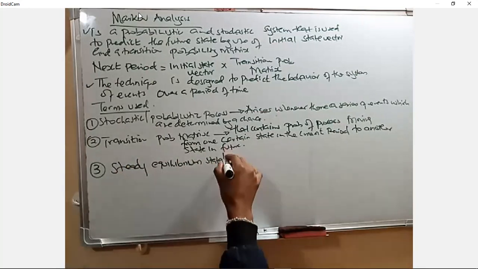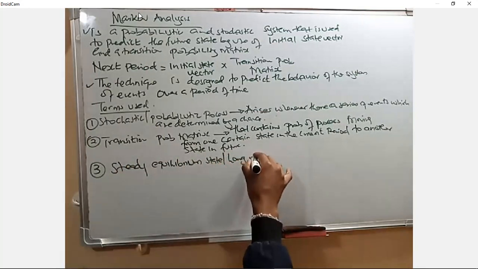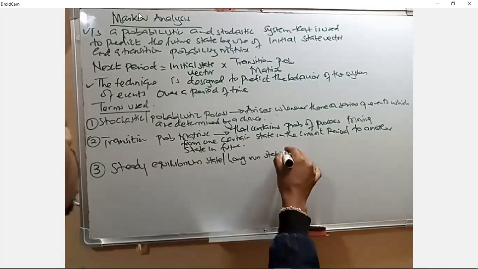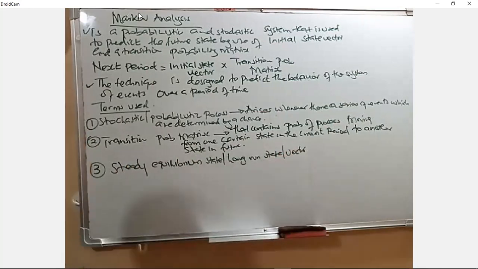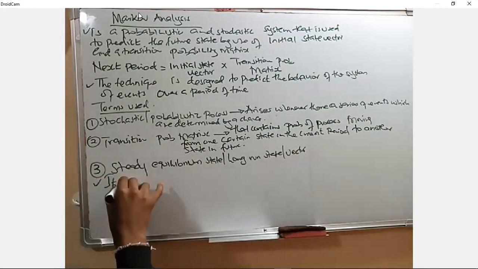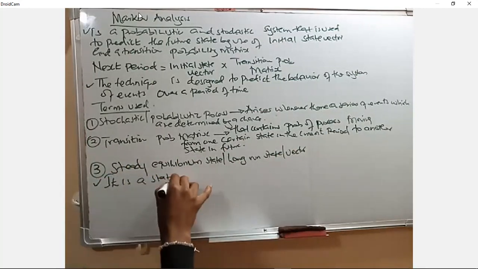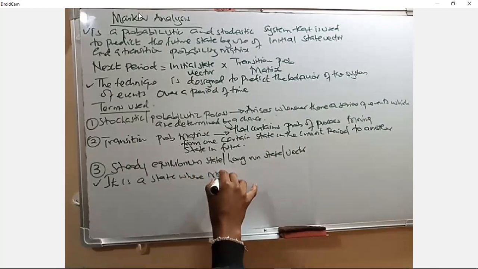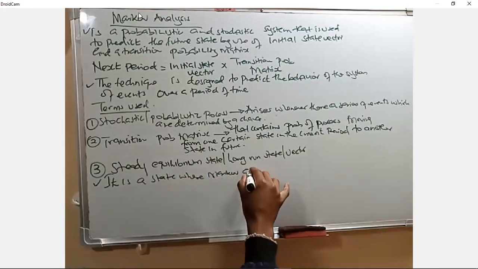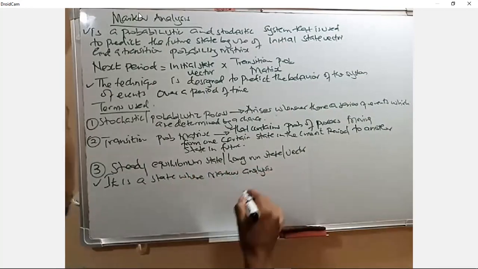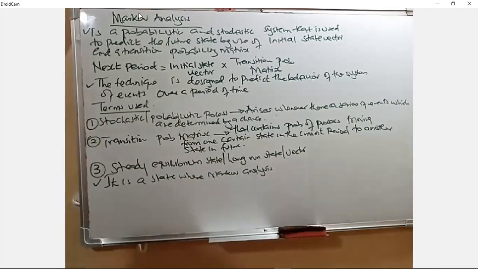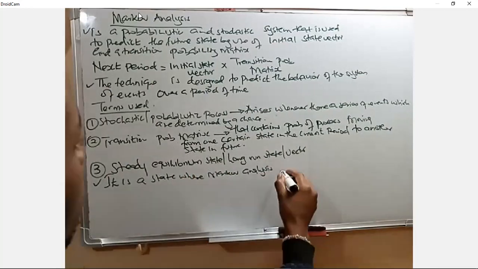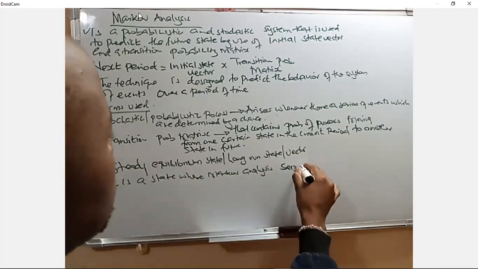Stroke, sometimes it might be the long run state, or we call it vector. And in this case, we say it is a state where Markov analysis ceases to predict. The Markov analysis ceases to predict.